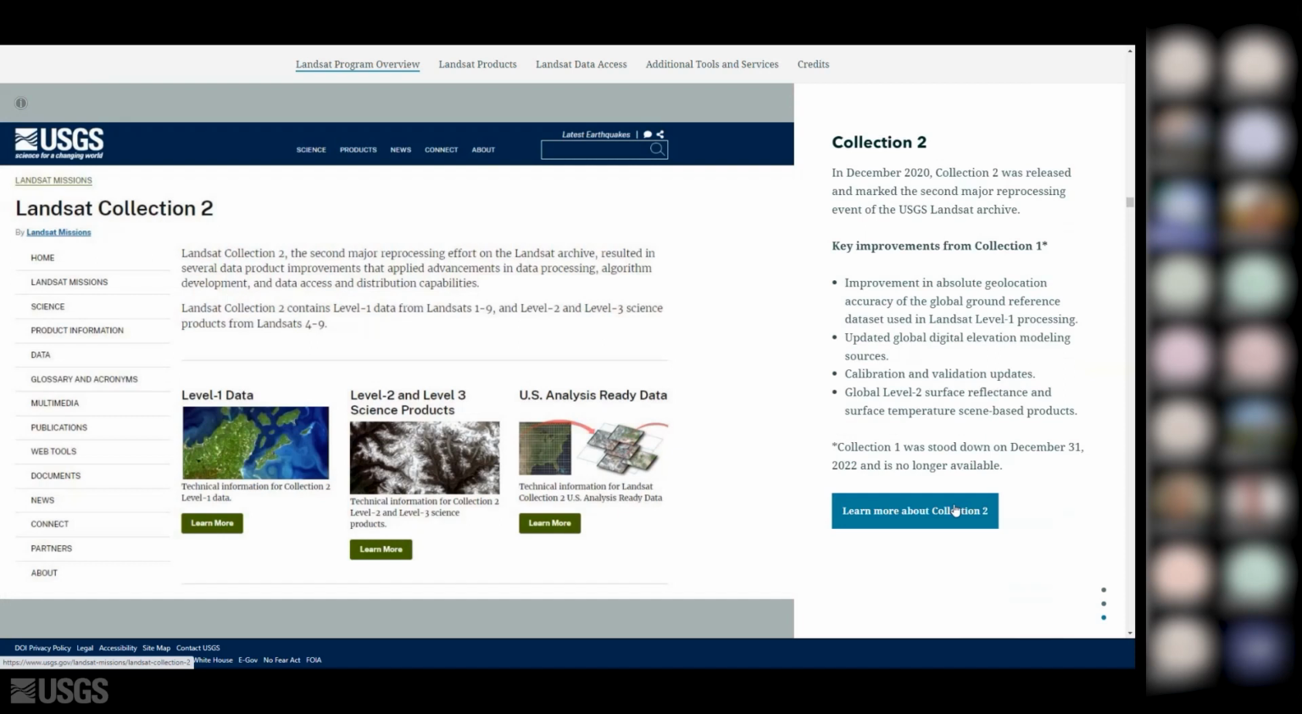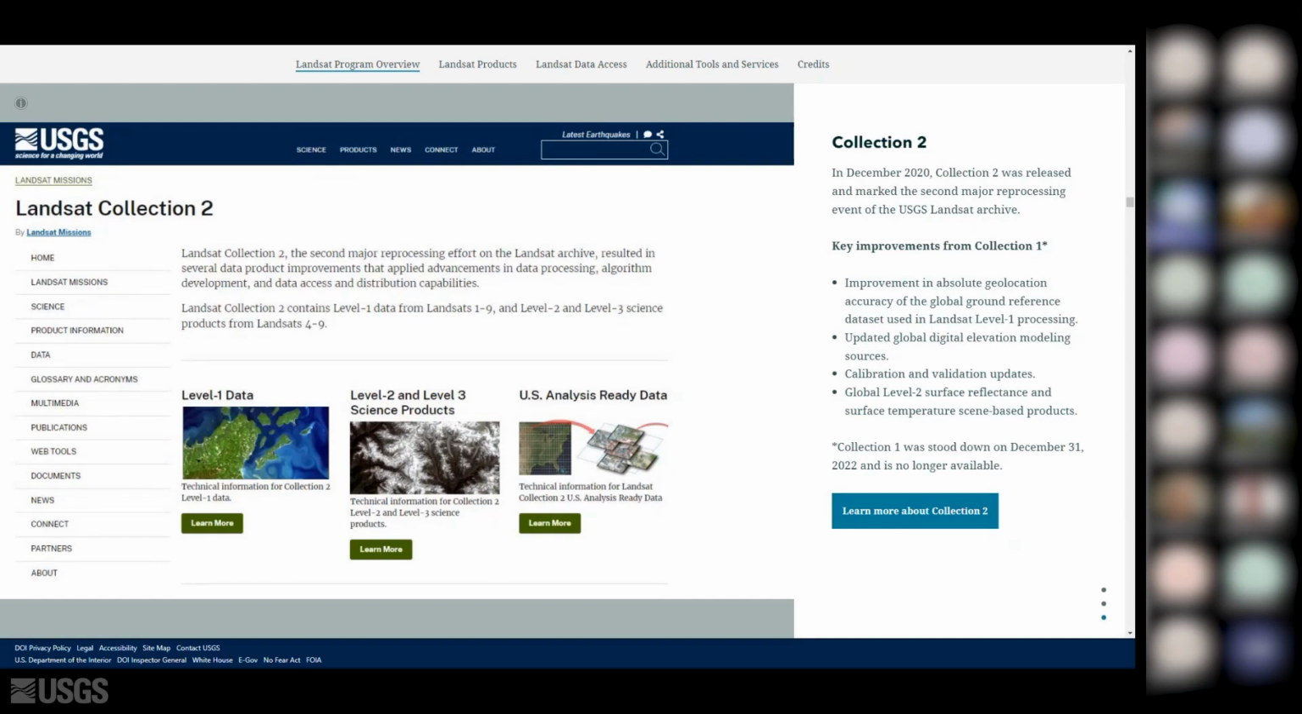Back in December of 2020, we had the release of Collection 2, which provided some major updates to the Landsat Collection 1 that was originally released in 2016. Some of those updates include improvement to absolute geolocation accuracy of the global ground reference dataset that gets used during Landsat Level 1 processing. There were some updated global digital elevation modeling sources added, some calibration and validation updates, and then the global Level 2 surface reflectance and surface temperature scene-based products were released.